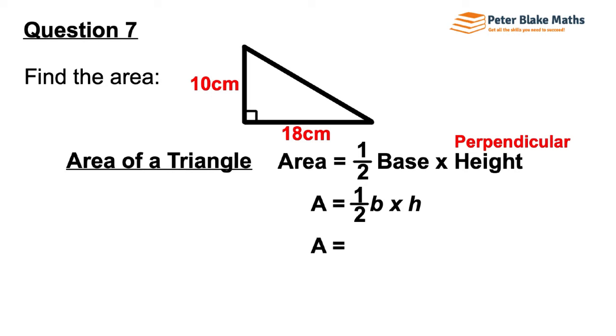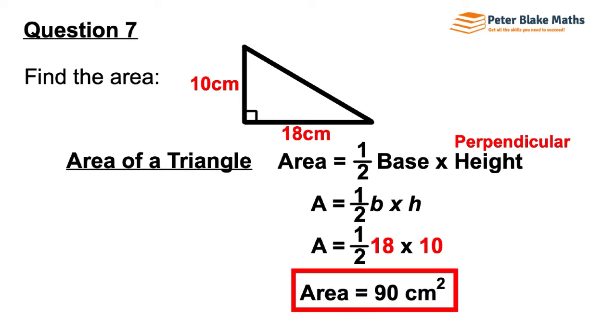So we have half of the base. Now the base is 18. So we're going to have a half times the 18 there. And the H, the perpendicular height, is 10. So we'll have half of 18 times 10 there once we've put all the numbers in the right spots.